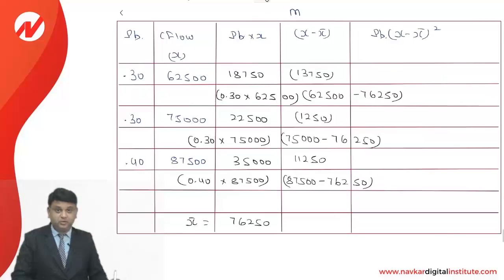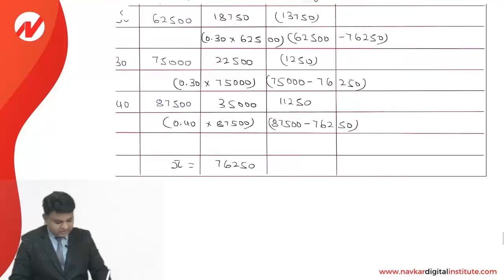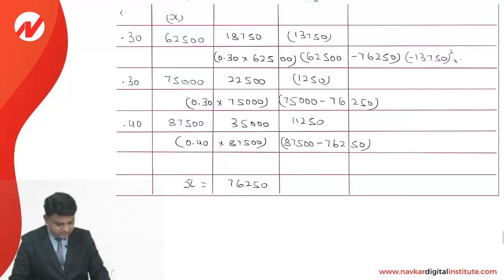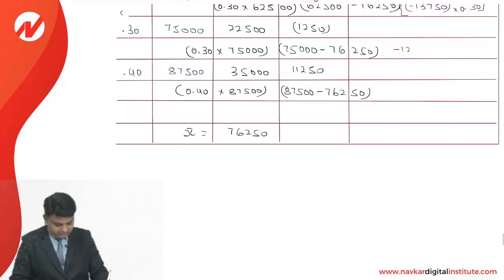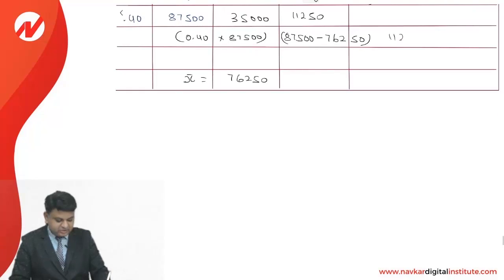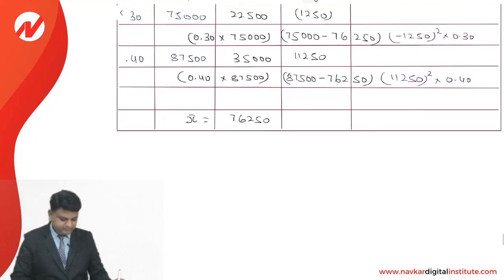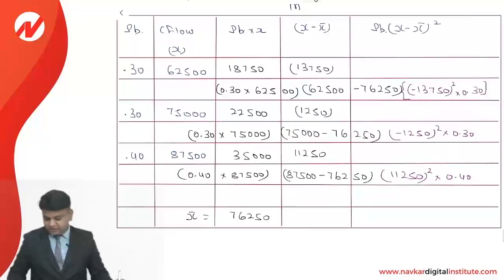Next is x minus x bar whole square into probability. So what will happen, it is 13,750 negative raised to 2 into 0.30. Next is 1,250 negative raised to 2, into 0.30. Then 11,250 raised to 2 into 0.40. This is the way we can make the computation of answer.